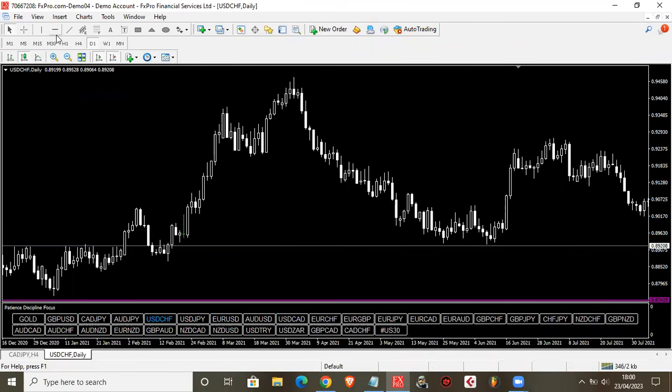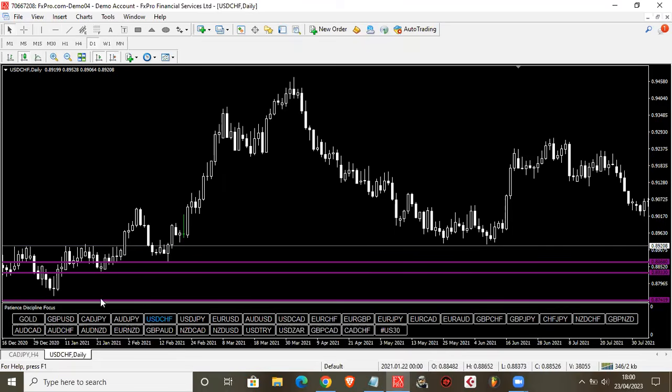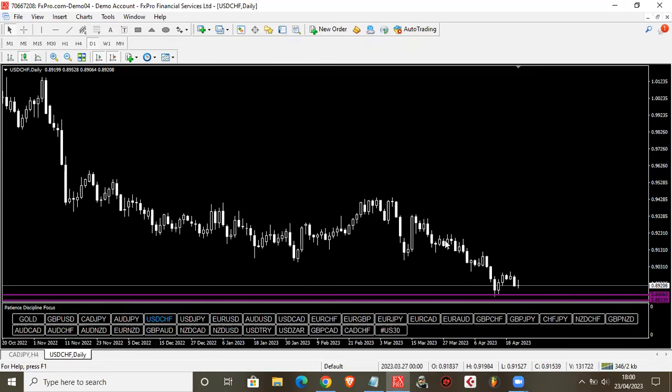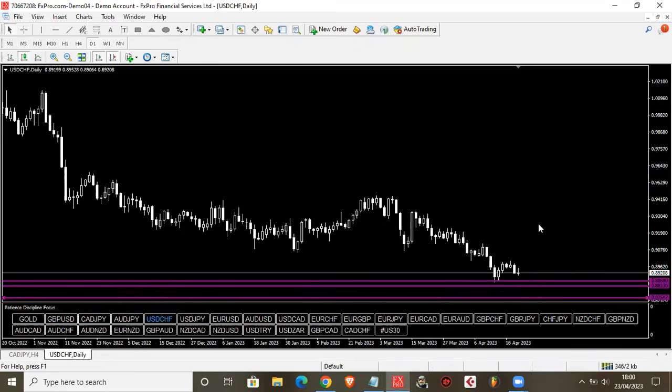I mean, there's different ones. If you go back, you can see somewhere around here might be a good potential entry. Somewhere around here might be a potential entry, or just somewhere around here is a potential entry. So right now, where price is somewhere around there.